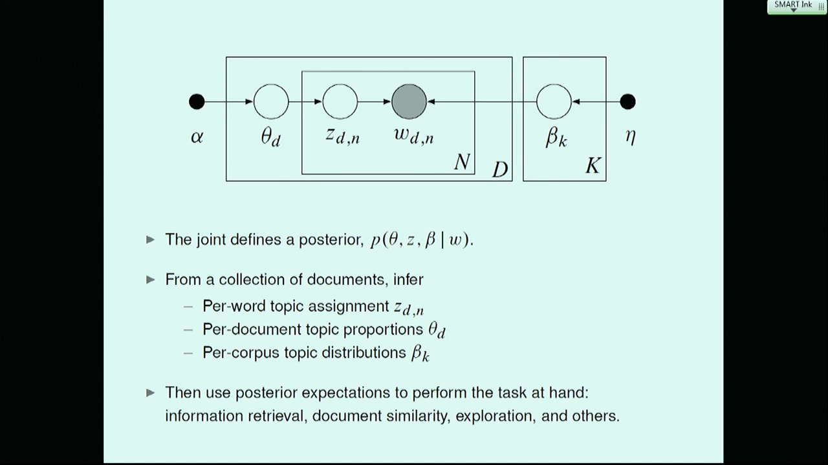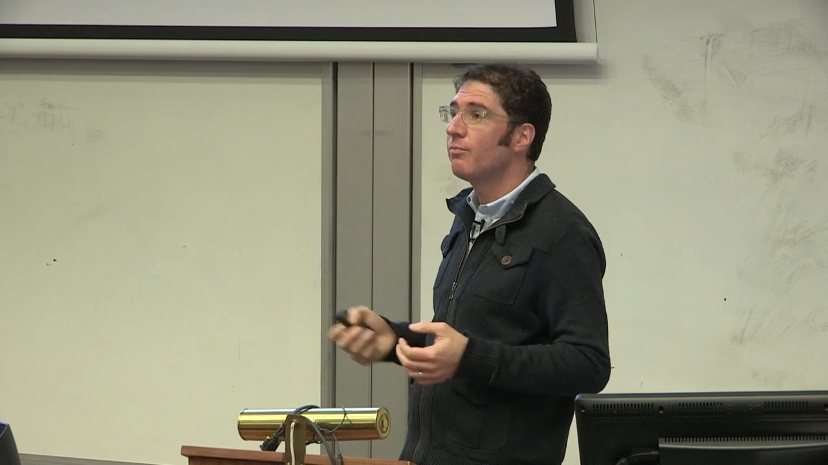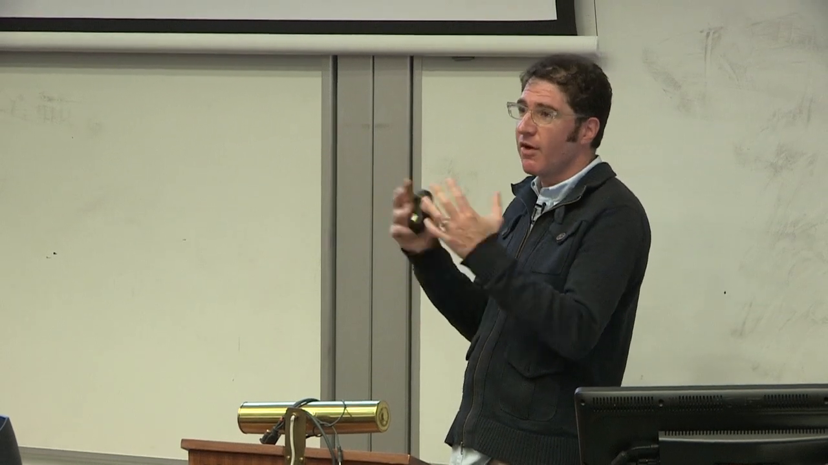And here's the agenda. From a collection of documents, we want to infer the per-word topic assignments z, the per-document topic proportions theta, and the per-corpus topic distributions beta. And then we take posterior expectations of all that stuff, and we use it to do whatever it is we want to do: information retrieval, document similarity, build a navigator of our collection, compute predictive perplexity, whatever it is we want to do. We do that with the posterior expectations of all that hidden structure.